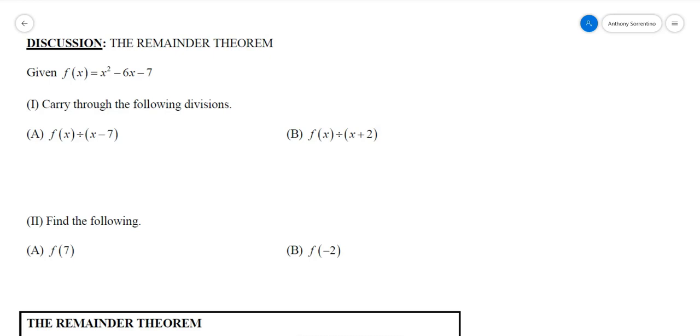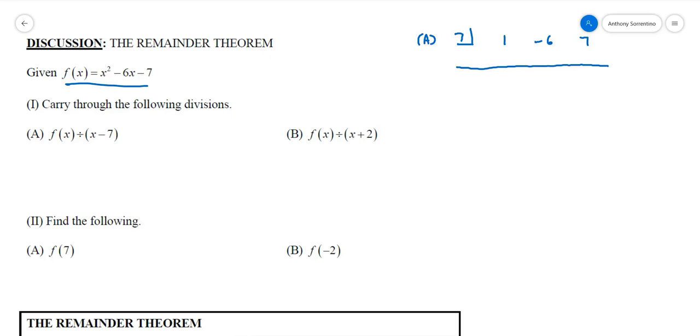We know that f of x is being defined here as x squared minus 6x plus 7. So in the first one, I want to do f of x divided by x minus 7, which means that for a, I'm going to be taking the function f of x, which has coefficients 1, negative 6, and 7, and I'm going to divide that by a 7, because that's what the 0 would be for that factor. And I'm just going to carry through the synthetic division here.